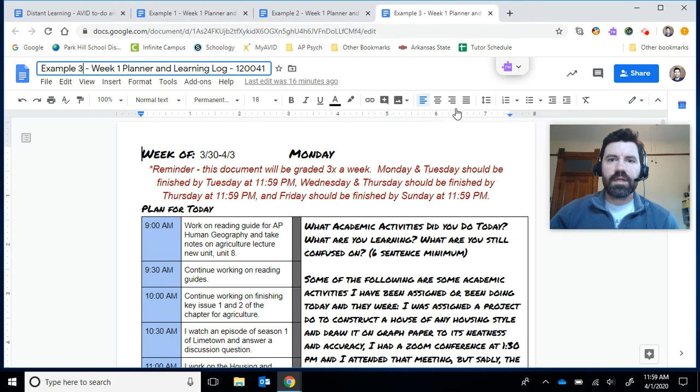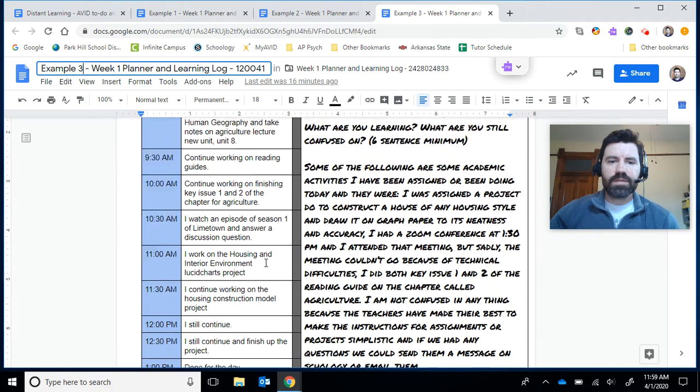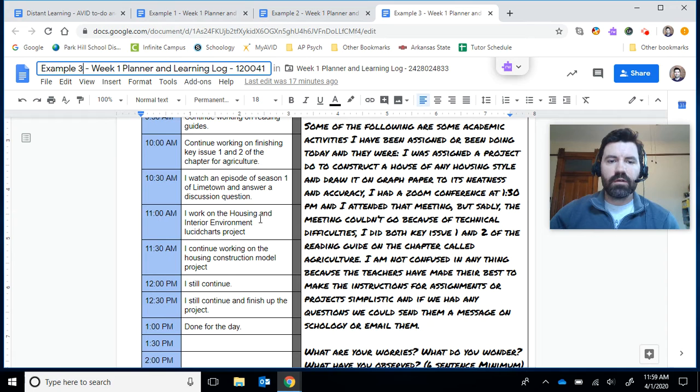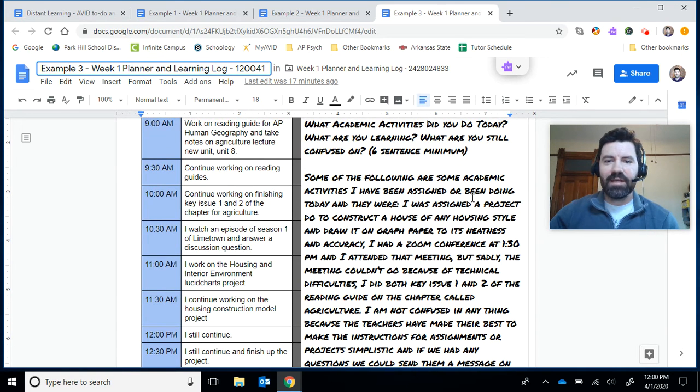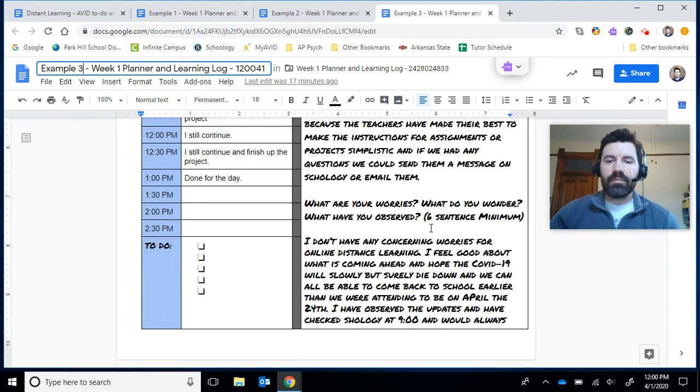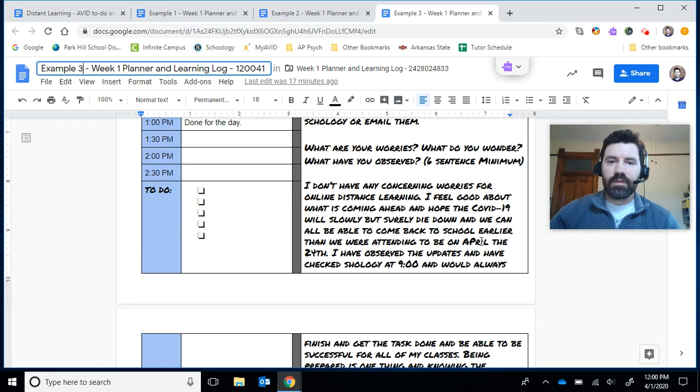And then here's another example. Very specific on the left. I worked on housing interior environment Lucidchart project. I watched an episode of season 1 of Limetown. Lots of you were talking about this Limetown podcast. I'm going to have to check that out. And on the right-hand side, very specific with what they're doing in class. And then a nice little journal about online distance learning and how it's impacting them.